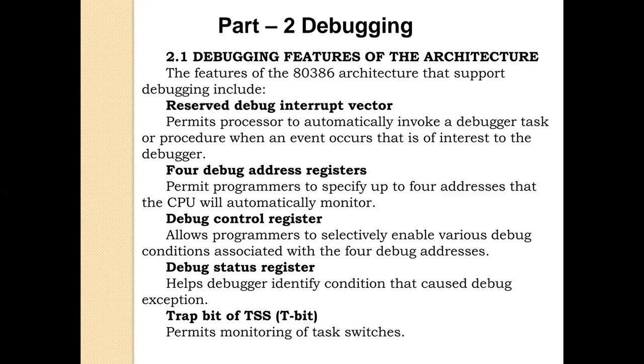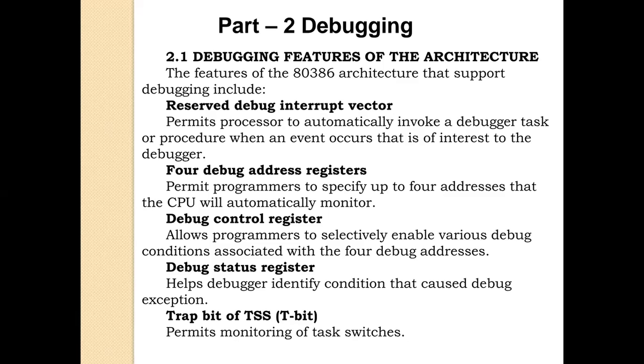The debug interface permits the processor to automatically invoke a debugger task or procedure when an event occurs that is of interest to the debugger. Four debug address registers permit a programmer to specify up to four addresses that the CPU will automatically monitor. The debug control register allows the programmer to selectively enable various debug conditions associated with the four debug addresses.